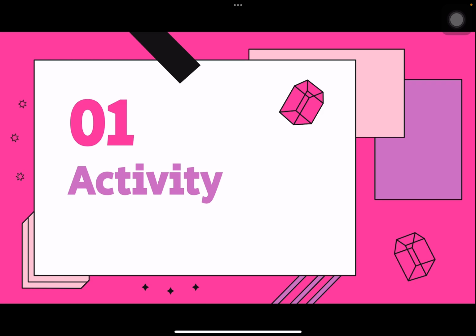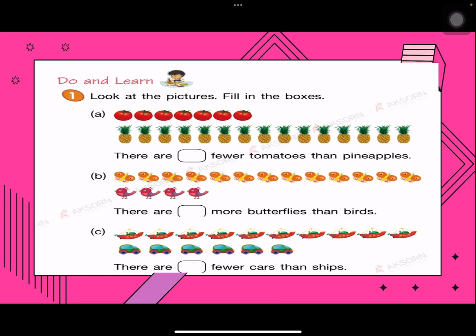Now, for your activity, it is Do and Learn. We're going to answer this one. You look at the picture and fill in the boxes. The first picture for letter A, we have tomatoes and pineapples. The question here: there are blank fewer tomatoes than pineapples. Let's see the answer by doing the subtraction. Since there are more pineapples than tomatoes, we count the pineapples: 2, 4, 6, 8, 10, 12, 14, 15. So we have 15 pineapples.